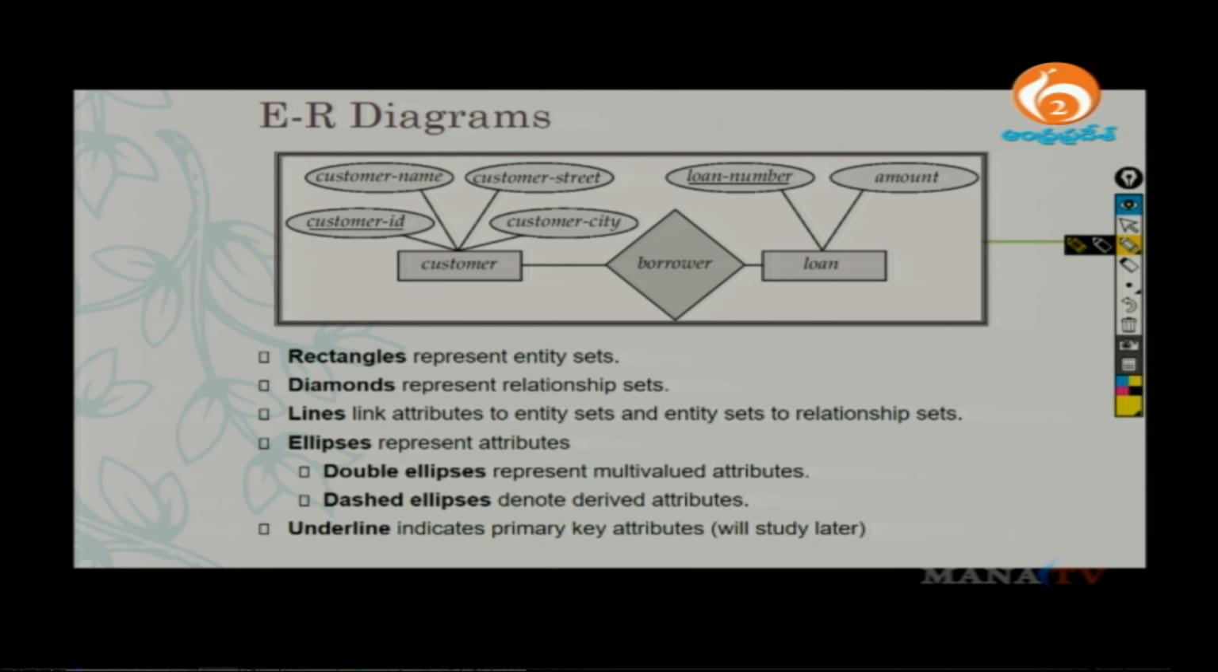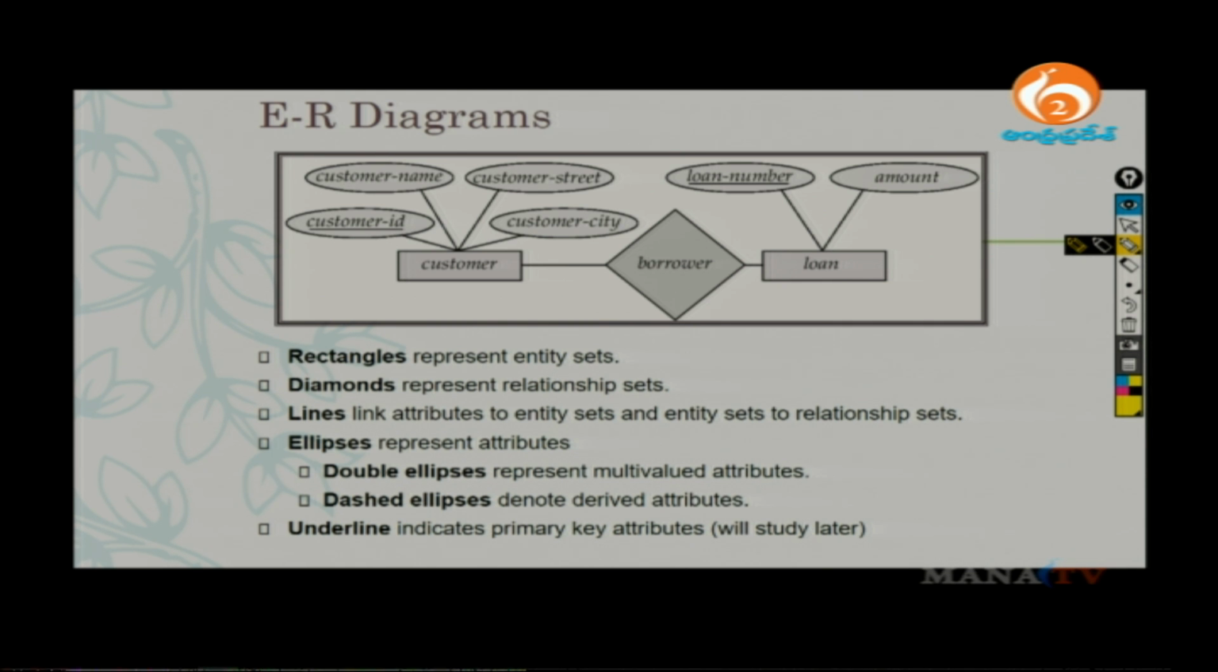Lines also connect the attributes. Something has been represented in ellipse signs; you can see those ellipses, right? All these ellipses are called attributes. If an ellipse is double, it represents a multi-valued attribute. If it is dashed, it is a derived attribute. An underline indicates the primary key attribute, right?